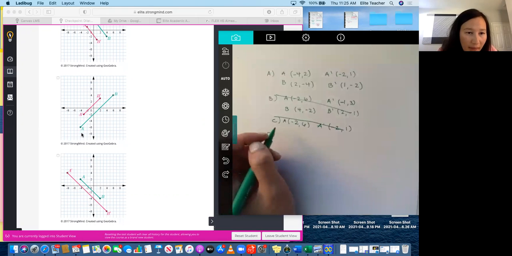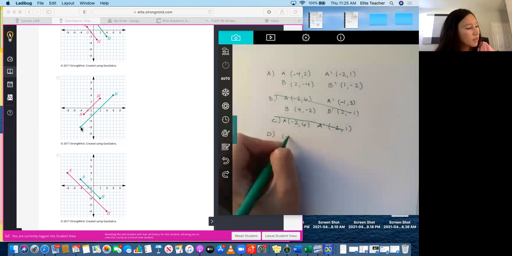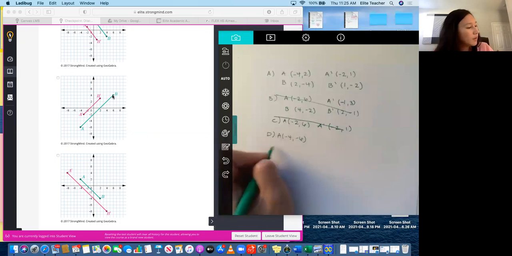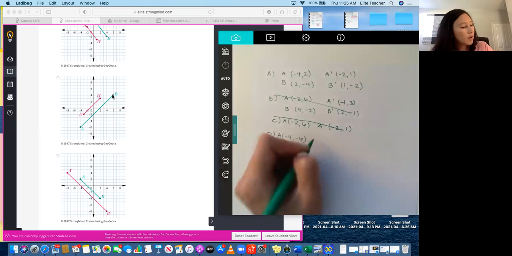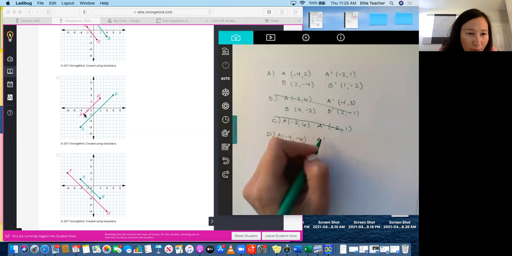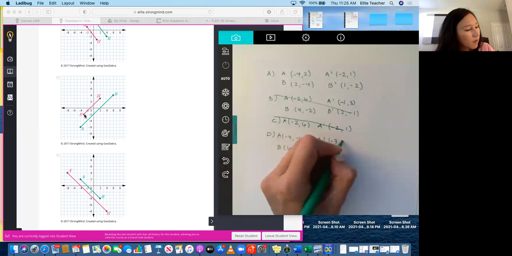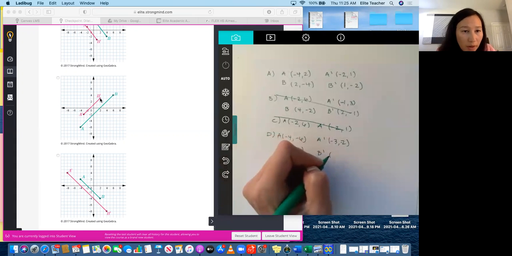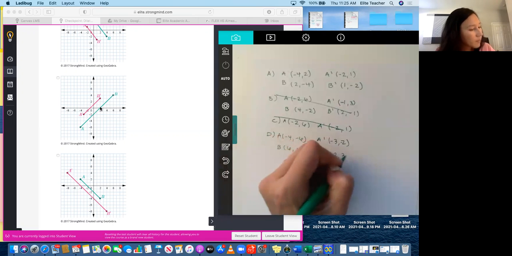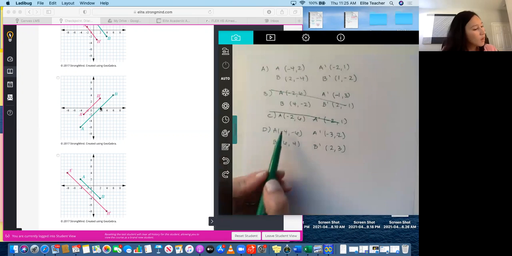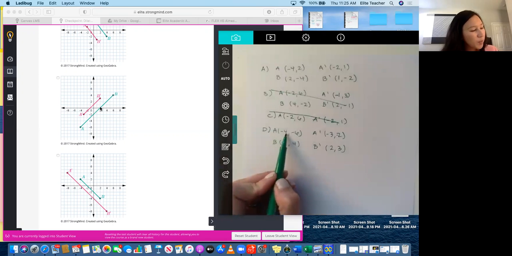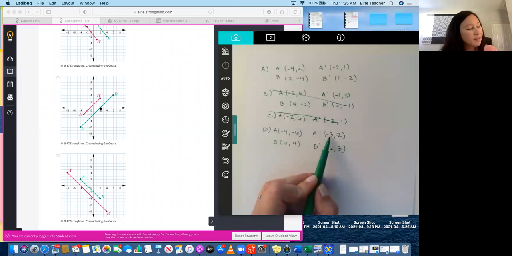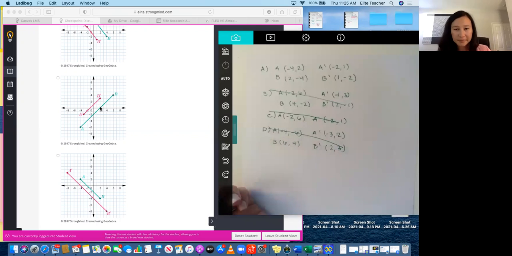Then for this one, we have A is at -4, -6. B is at 6, 4. And A prime is at -3, -2. And B prime is at 2, 3. So let's see, half of -4 would be what? -2. Yep, and our x is not -2, it's -3. So it's not this one.